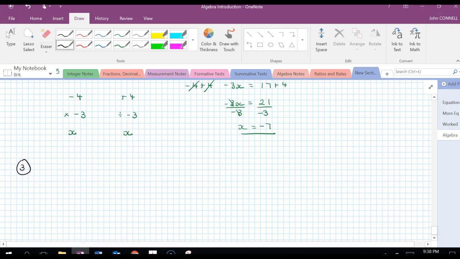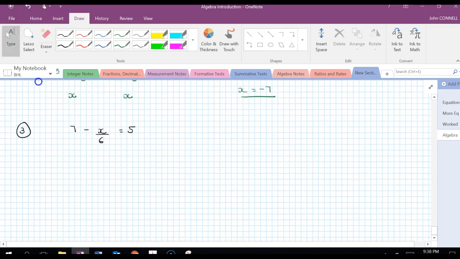In our third example, it's slightly different. We have 7 take x on 6 is equal to 5. So in this case, x is first being divided by 6. Well, first of all, actually, it's minus x. So it's first of all being multiplied by minus 1, then it's being divided by 6, then we are adding 7. Remember, the sign in front goes with the term, and if there is no sign, then it's a plus. So to undo this, we're going to have to take 7, we're going to have to multiply by 6, and then we're going to have to divide by minus 1, and that's going to give us x.